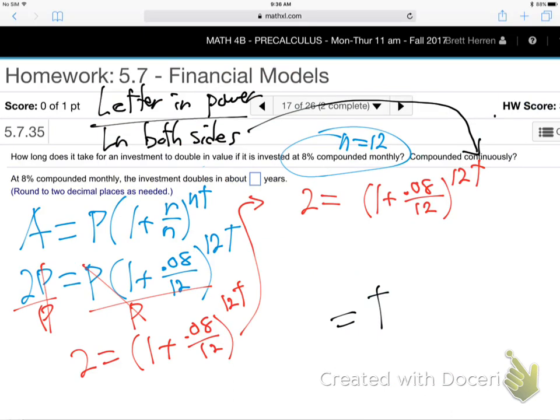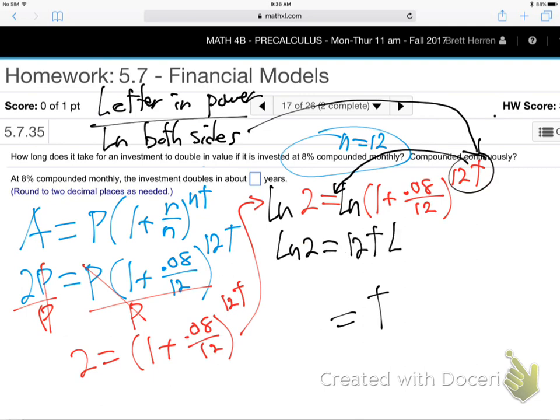But when the letter's in power, that's a serious issue. That's more difficult, right? We can't handle that easily. We need the special tool of LN. That's that great third property. Remember the log properties? Remember the third property that says powers can come down to the front? That's the great quality of logs. So that power comes down to the front. So we get ln2 is 12t ln of 1 plus 0.08 over 12, like that.